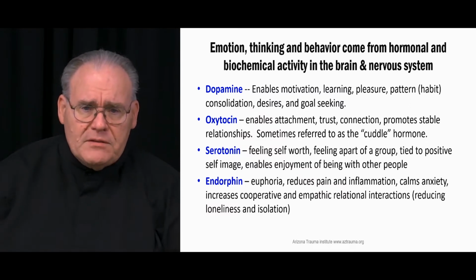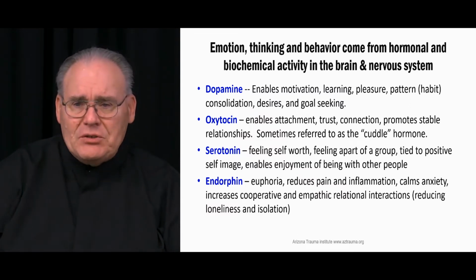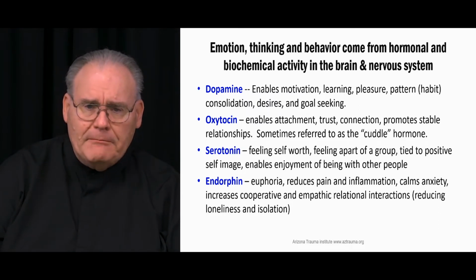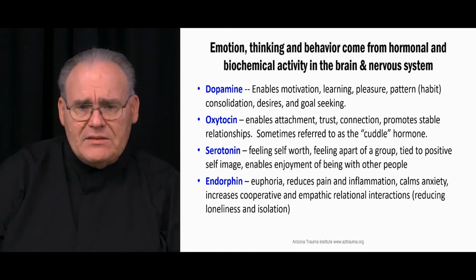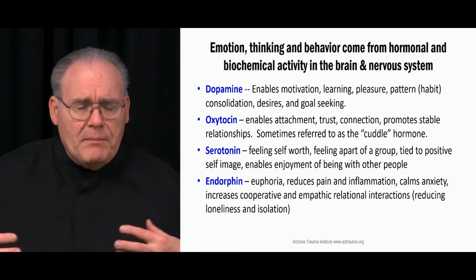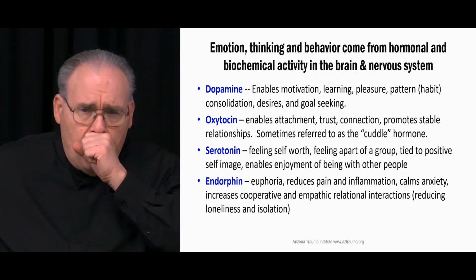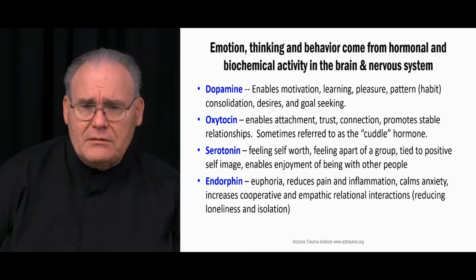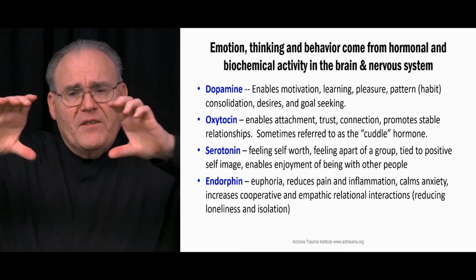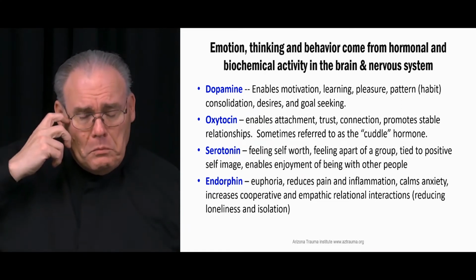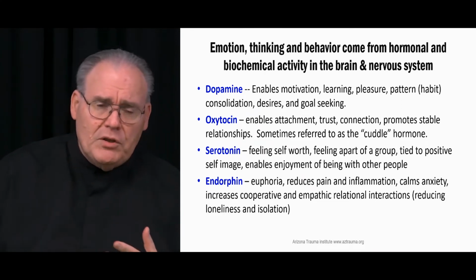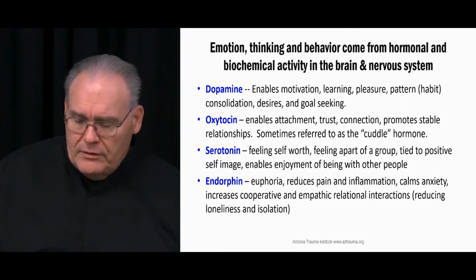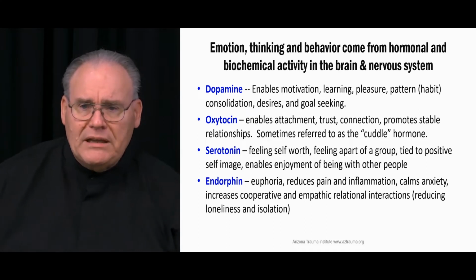You have endorphins, which are the body's natural way of reducing inflammation and reducing pain. It calms anxiety, it increases cooperation and more empathic relational connections. It's necessary for reducing loneliness and isolation. So if we have fairly good levels of this, we're going to have improved immune functioning. We're going to be more optimistic. We're going to feel better, that upbeat kind of place.